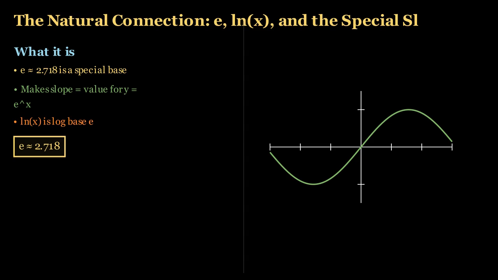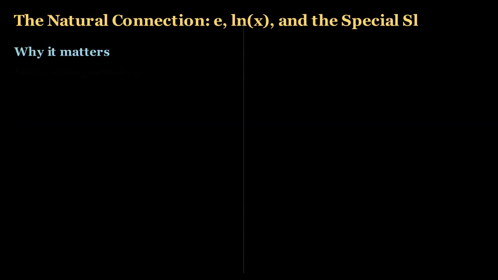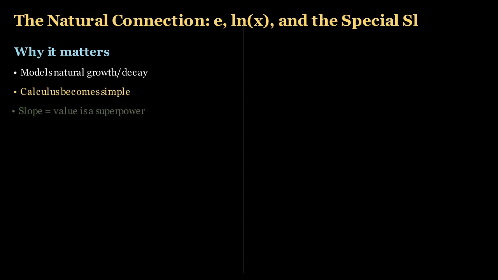It's the inverse of e to the x, just like log base 10 is the inverse of 10 to the x. Why do we care about this strange number e? Because nature itself seems to love it. Many things that grow or shrink continuously, like a population of bacteria, the cooling of a hot cup of tea, or the charge on a capacitor, follow a pattern where the rate of change at any moment depends on how much is there right now. More bacteria means faster growth, a hotter cup cools faster. The function e to the x captures this perfectly, its rate of change is exactly itself.